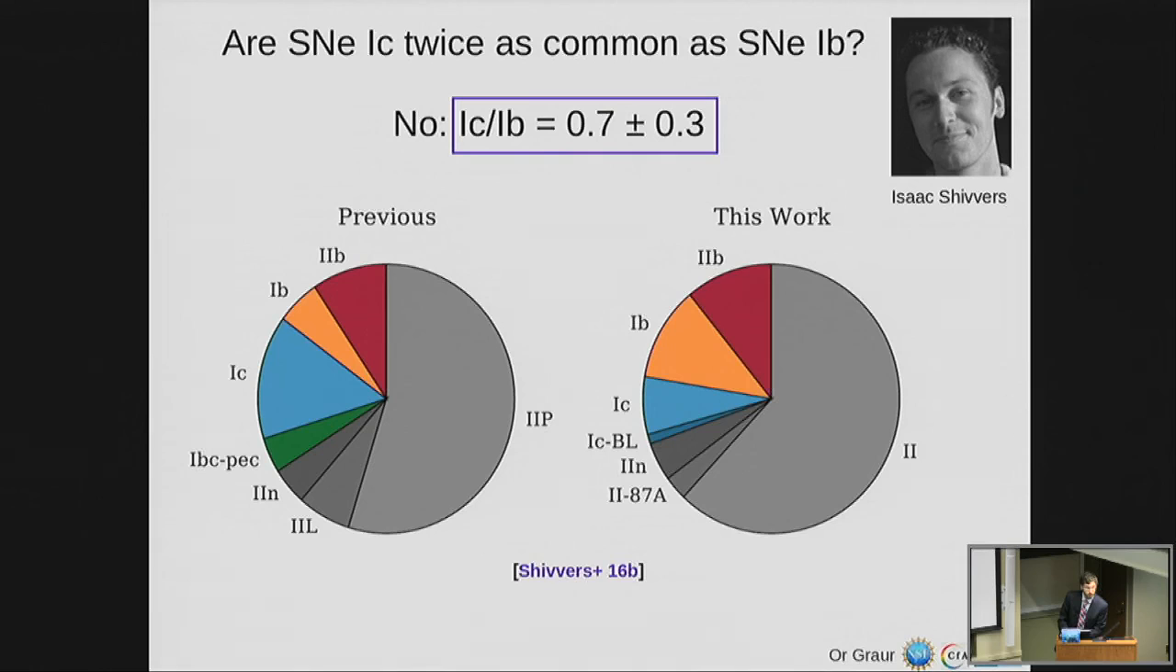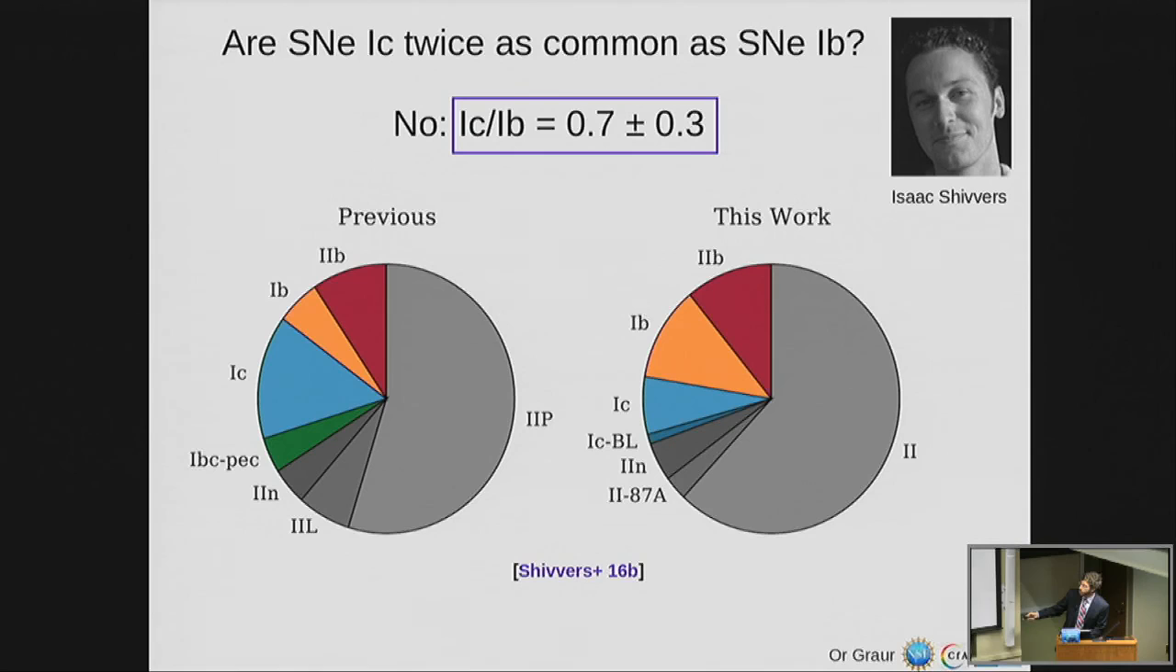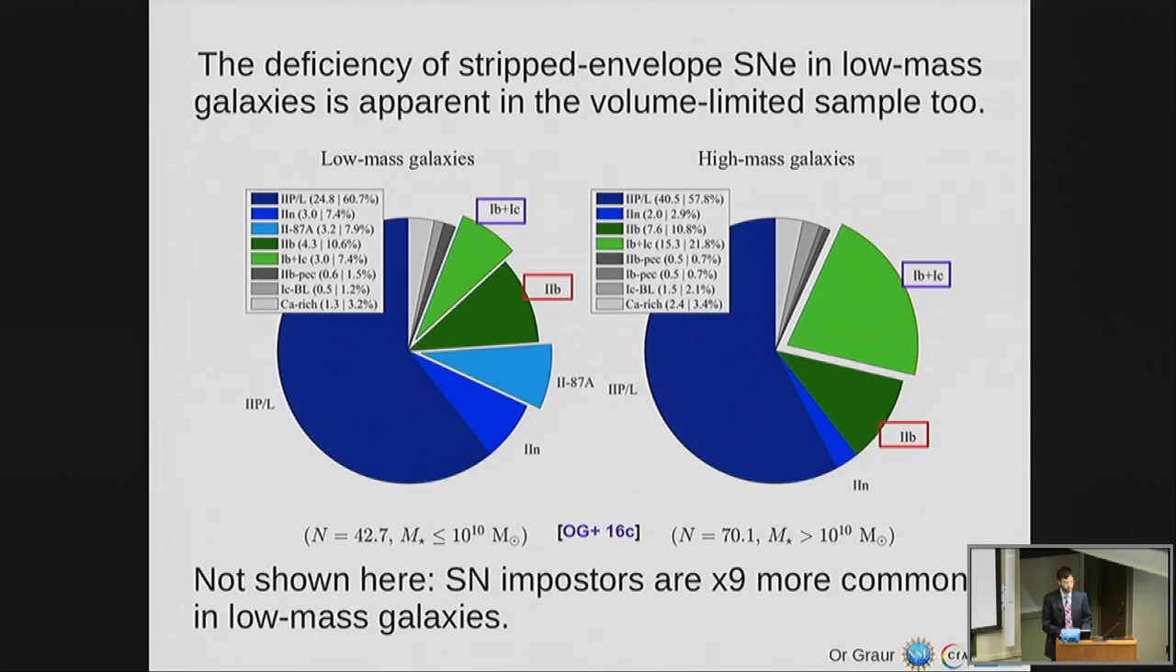We just saw that when you go to low mass galaxies, you expect to see a deficiency of stripped envelope supernovae. So if we divide the volume limited sample into two according to host galaxy mass, we find exactly this expectation. Type 1b and 1c supernovae are three times as common in high mass galaxies than in low mass ones. This is, again, statistically significant. The exploded slices are the ones where the effect is significant.